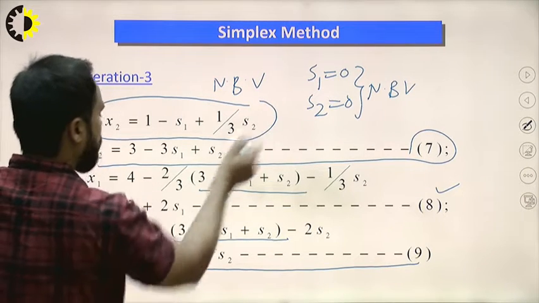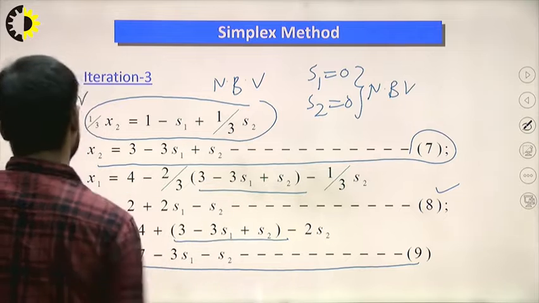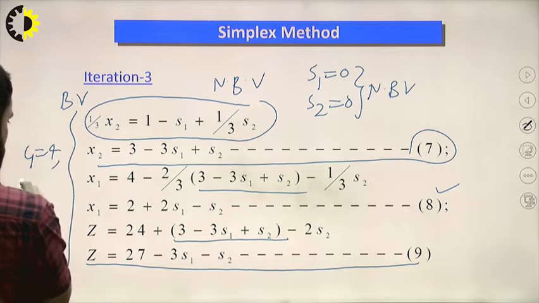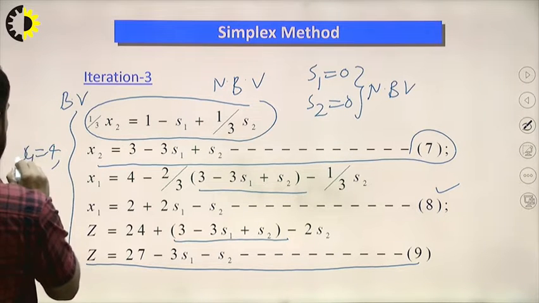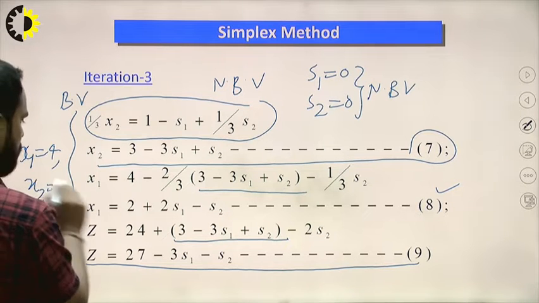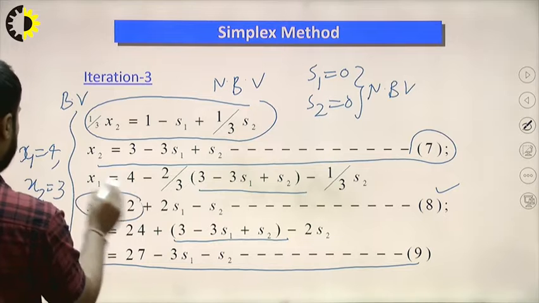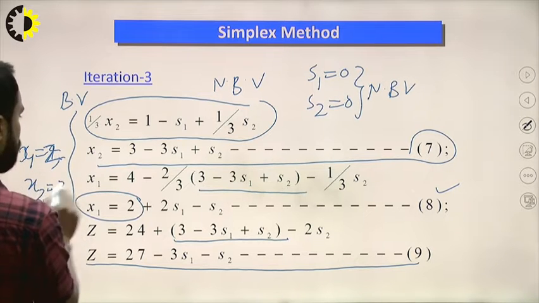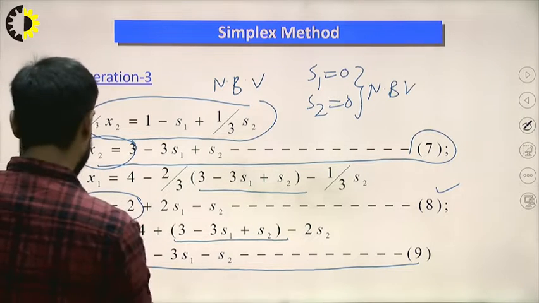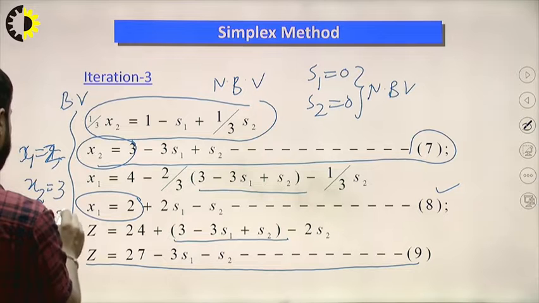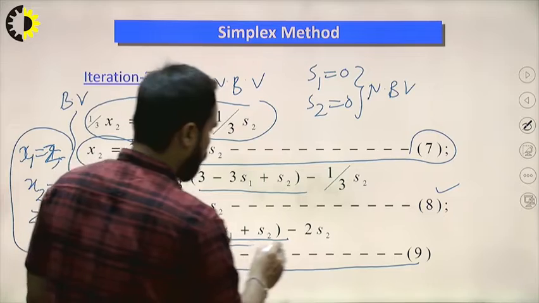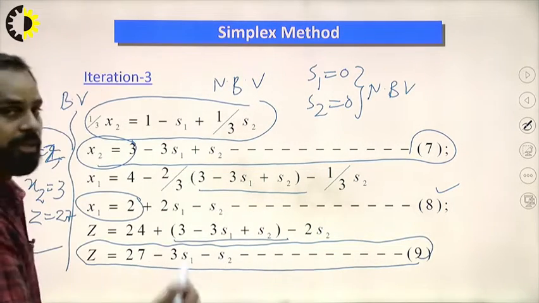If I put S1, S2 equal to 0 in these equations, I will get X1 equal to 2, sorry, and X2 equal to 3, and Z equal to 27. And now we can see there is no scope for any value to be increased, which means we have reached termination.